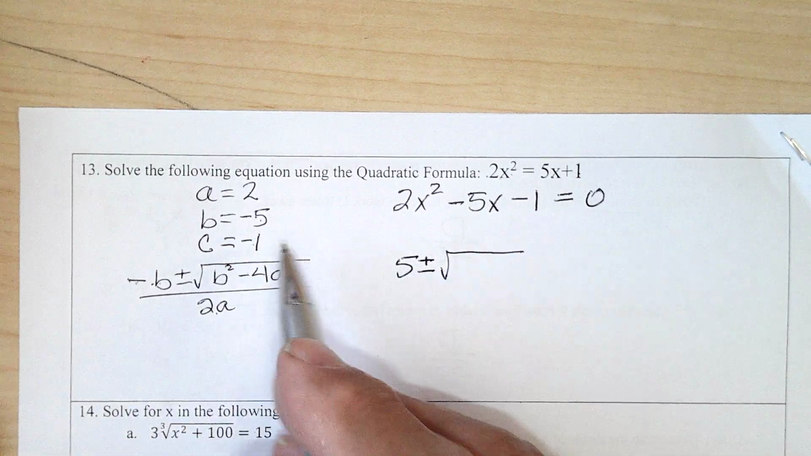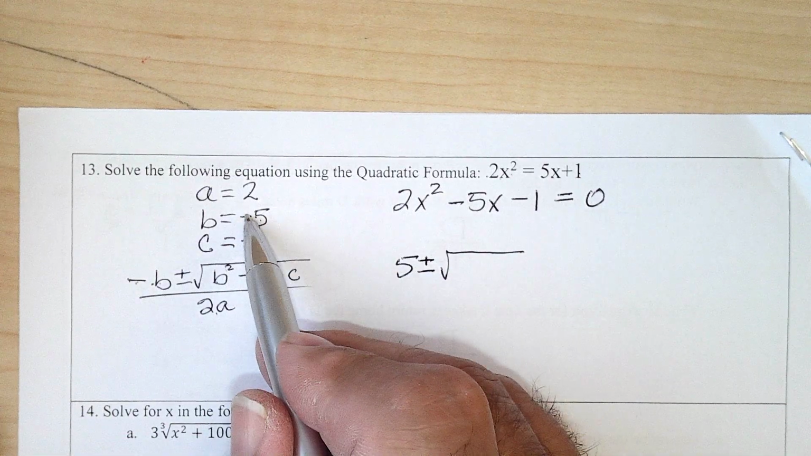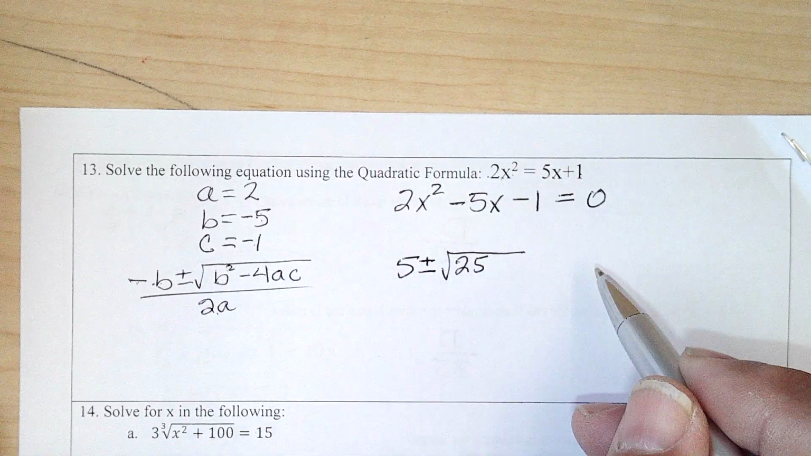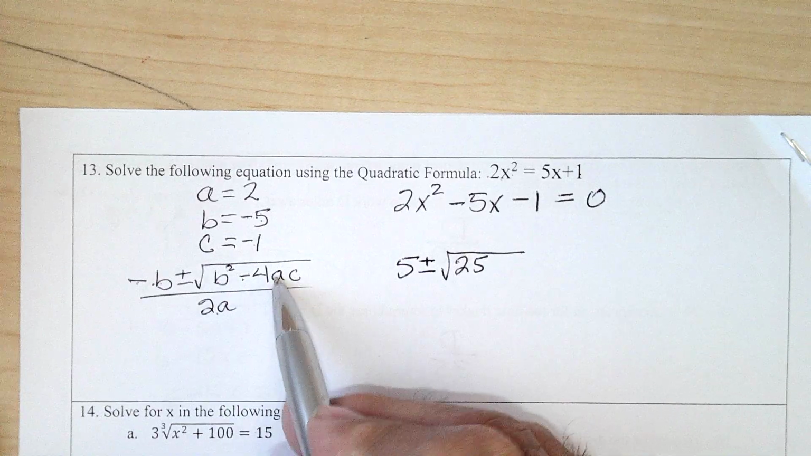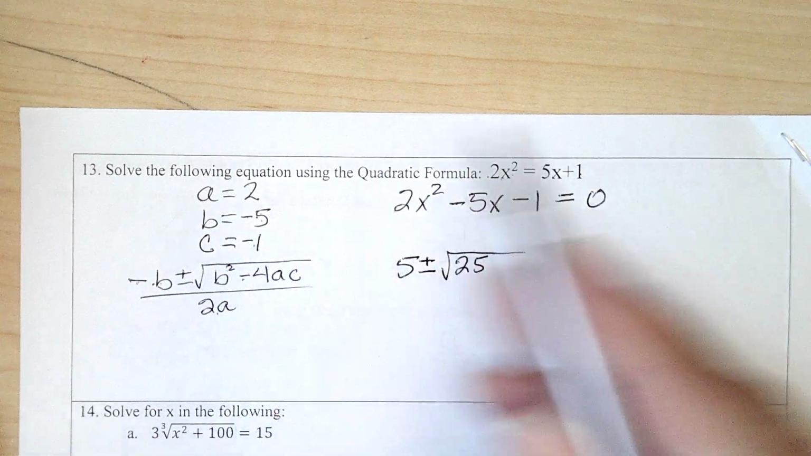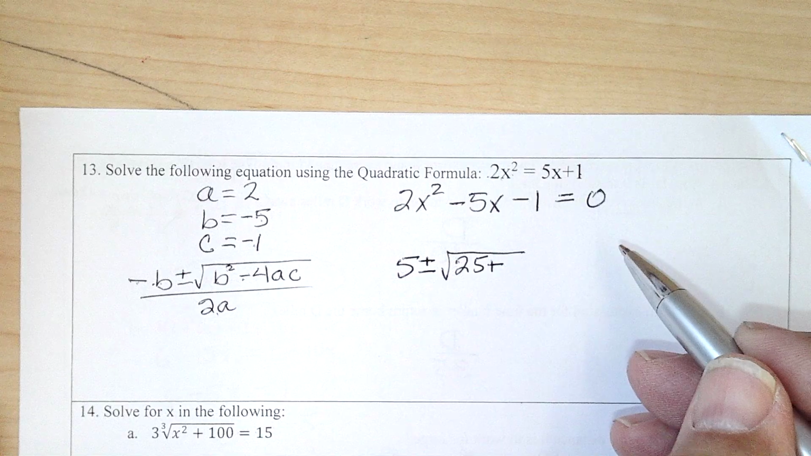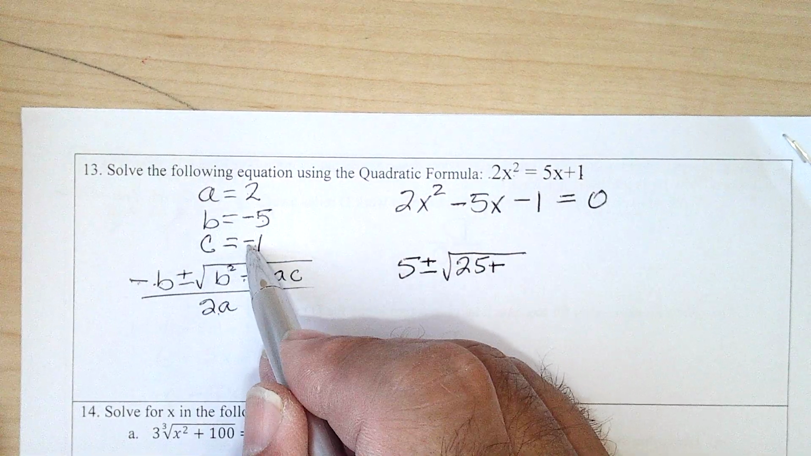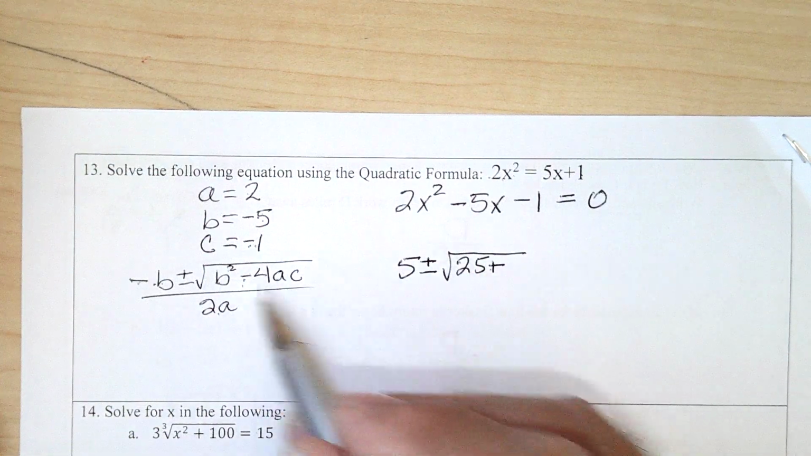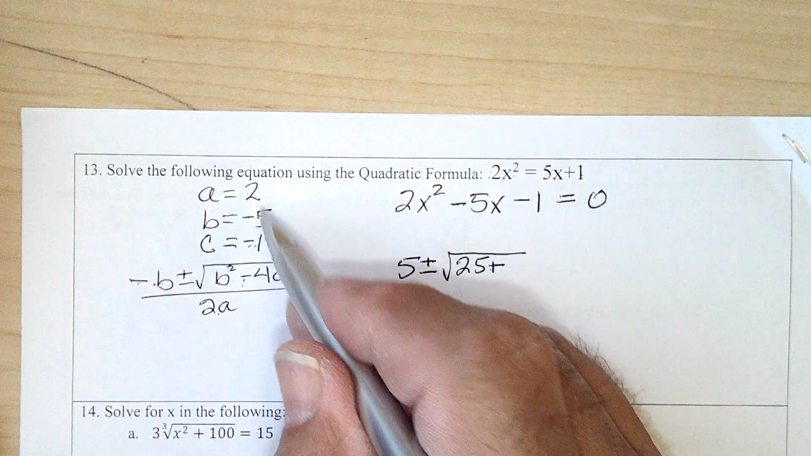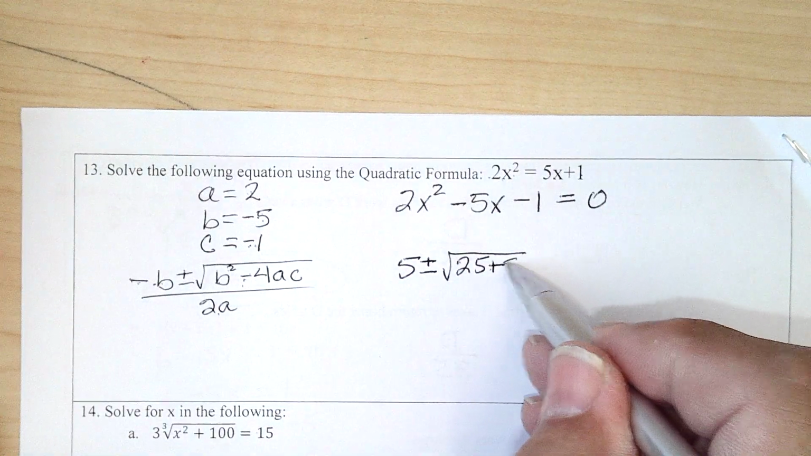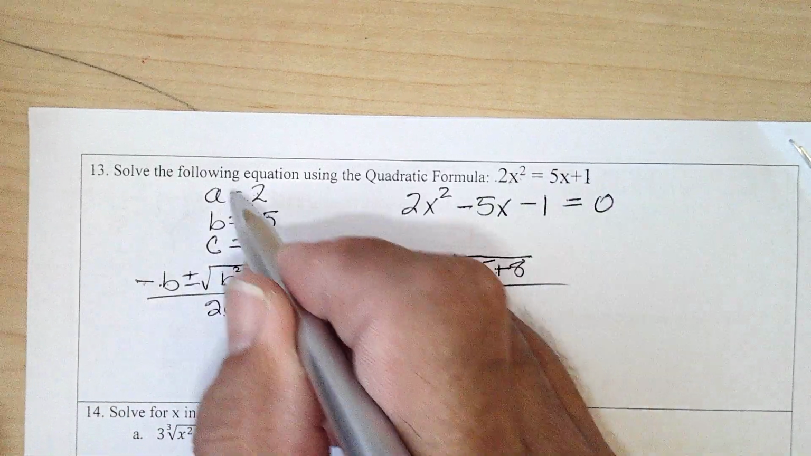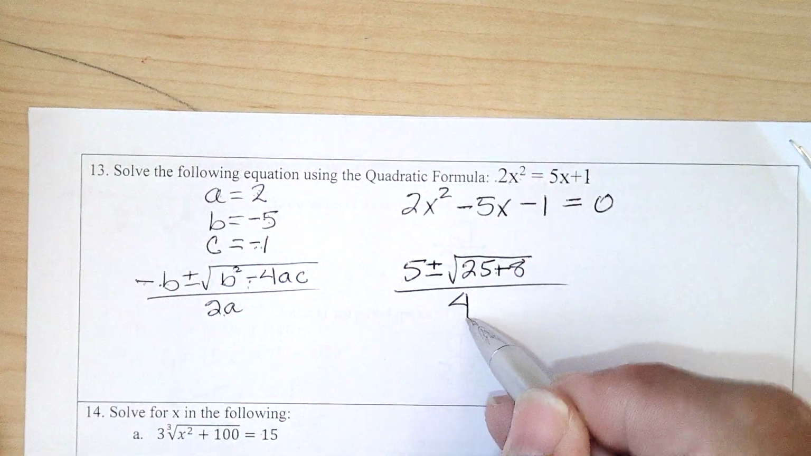Square root b squared. Negative 5 times negative 5 is plus 25. A negative times a positive times a negative will be a positive. I think about the signs first. Negative 4 times a positive times a negative. Negative times negative is positive. Now I think 4 times 2 is 8 times 1 is 8, over 2 times a, and a is 2, so that's 4.